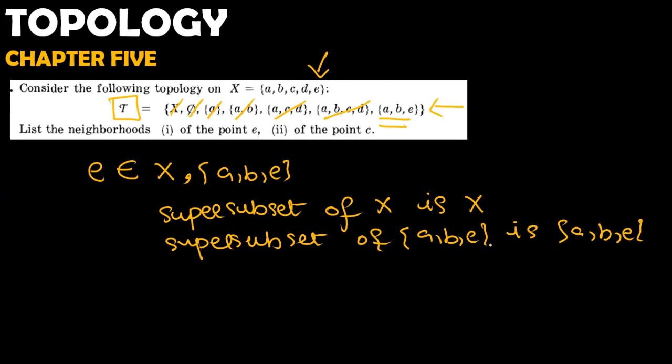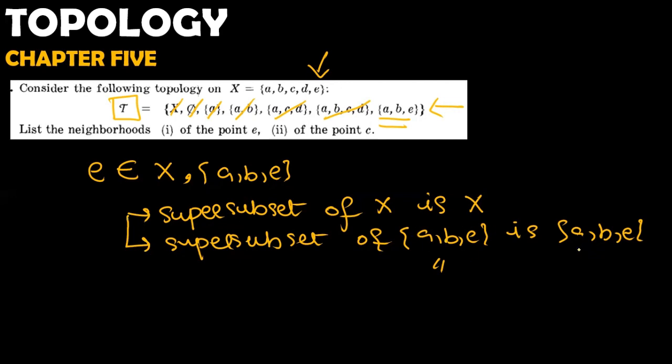Now the superset of X is, the only superset of X is X, because X is the whole space, and the only superset of X that exists is X itself. So we have found the first condition, and now we are going to find all the supersets of this set {A, B, E}.